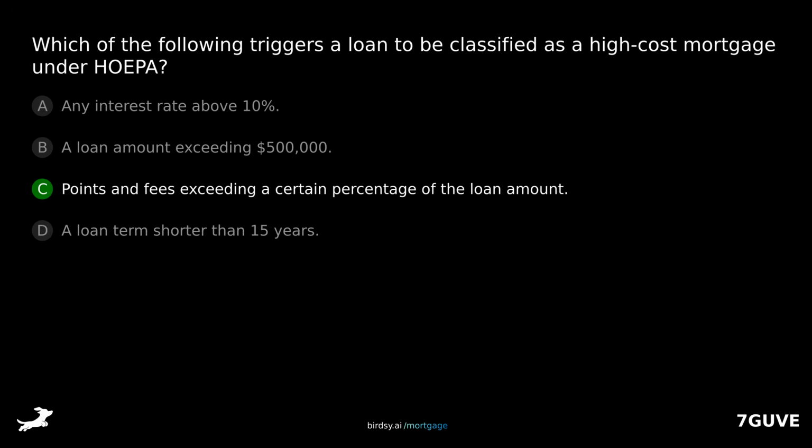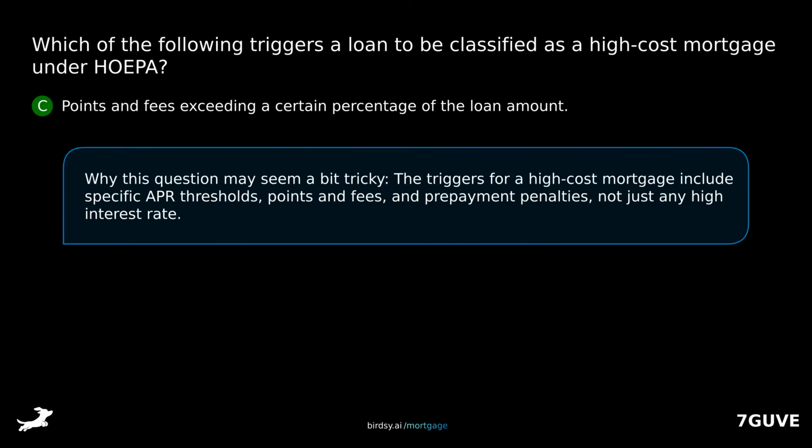The answer is C, points and fees exceeding a certain percentage of the loan amount. Why this question may seem a bit tricky: the triggers for a high-cost mortgage include specific APR thresholds, points and fees, and prepayment penalties, not just any high interest rate.